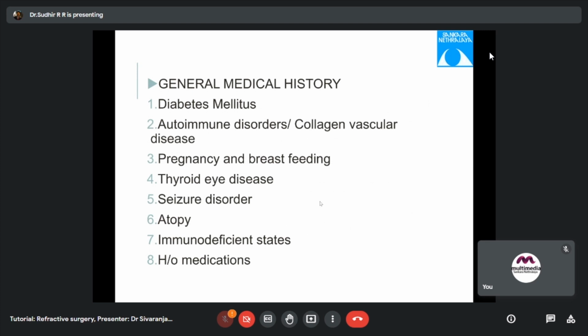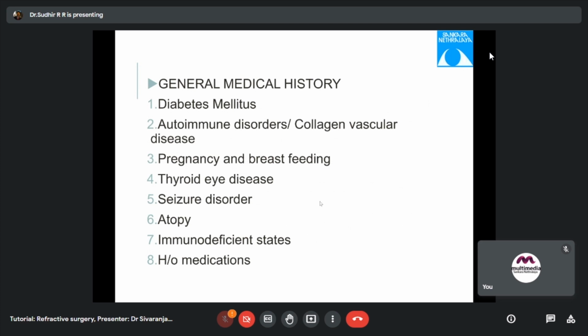General medical history like diabetes mellitus, autoimmune disorders, these two may delay wound healing. Pregnancy, breastfeeding, thyroid eye disease, seizure disorder, immunodeficient states, and history of medication should be asked. Especially OCP usage should be asked because it may cause dry eye. And use of isotretinoin, beta blockers, steroids, tricyclic antidepressants should also be focused on.